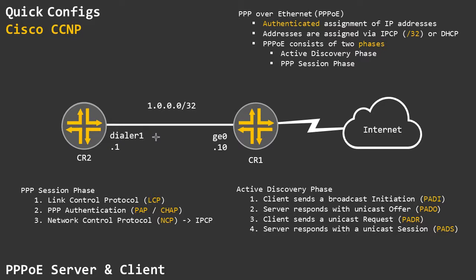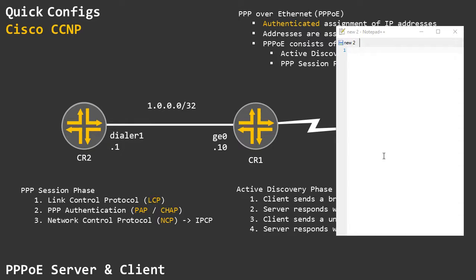That's why these addresses do not need to be on the same subnet. We do not need a /30, /24, or anything of the sort. We just need the /32 address. That's why I'm using a /32 address here. So let's get started on the configuration. I'm going to configure CR1, which is the server, first, and then I'm going to move over to the client.